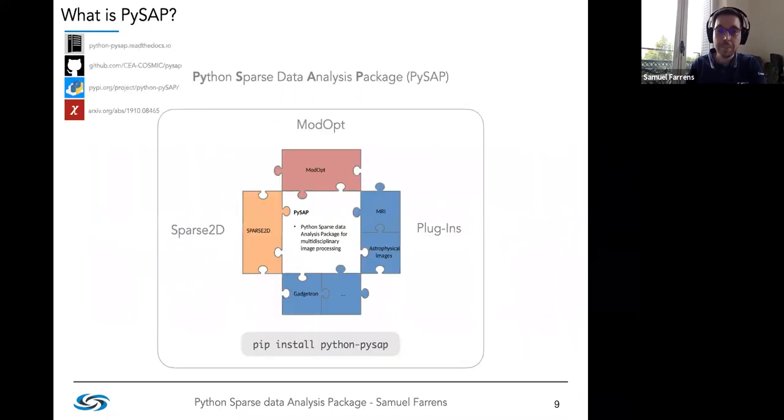So what is PySAP made of? PySAP is actually composed of 3 different elements. And just a quick caveat here is that I have on my slides links to the repositories and the papers and so on. So I will circulate a PDF version, but you can click on all of these links if you're interested. The three different components that make up PySAP are Sparse2D, ModOpt, and a series of plugins. I'm going to explain what each of those components does, and then how they can be used together to solve certain types of inverse problems.